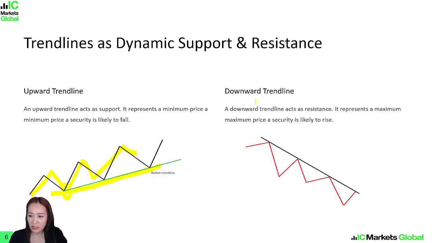For the downward or bearish trend line, the downward trend line acts as the resistance. It represents the maximum price the security is likely to rise to. So you need to draw the trend line at the top of the price. If you look at the chart, you will know the price is in a downtrend when it makes a lower low, lower high.